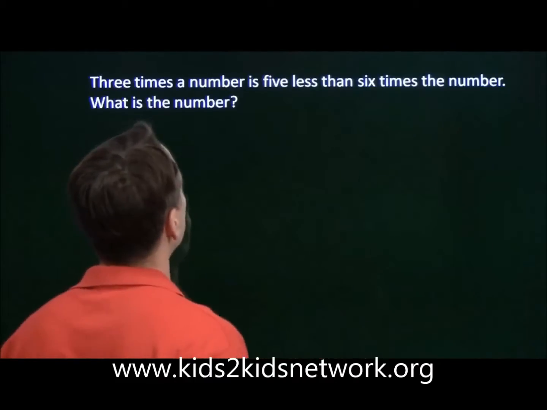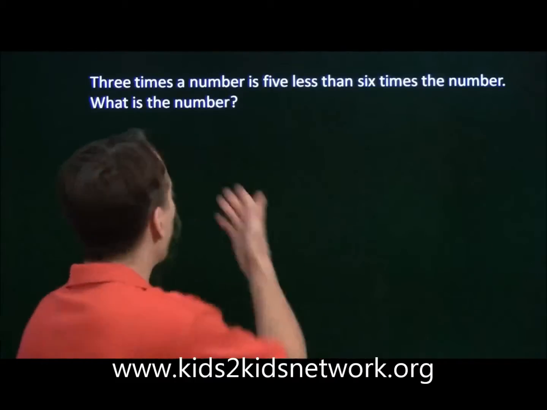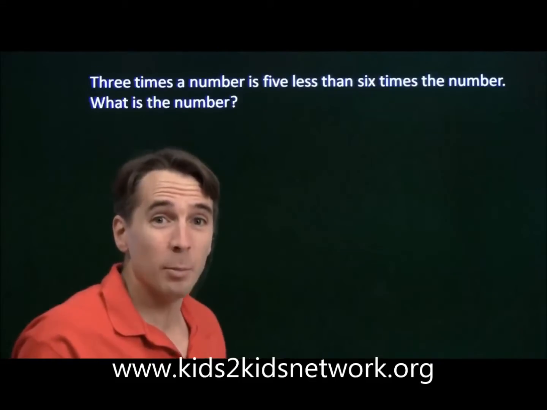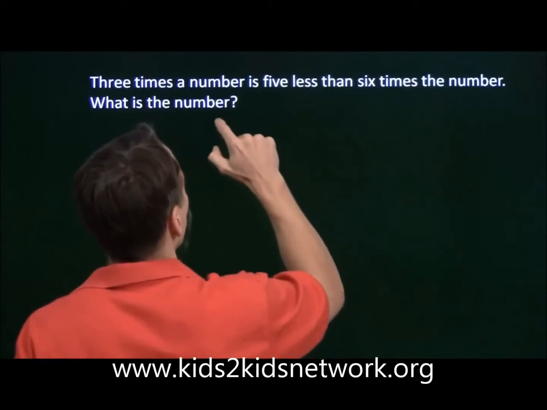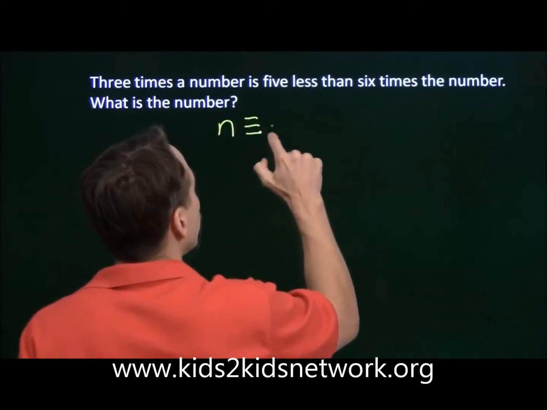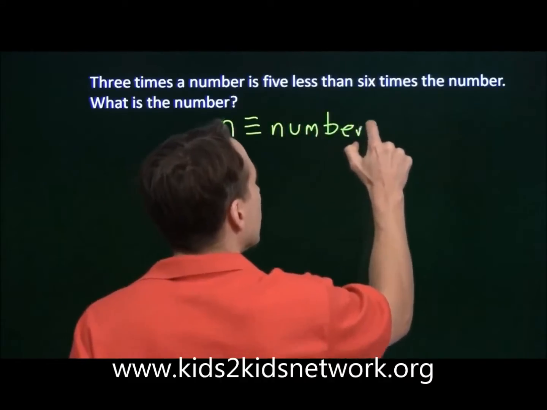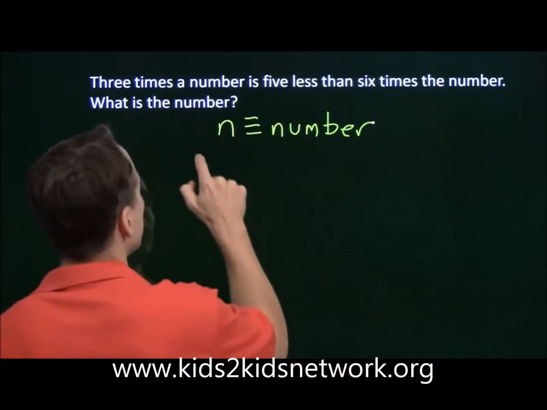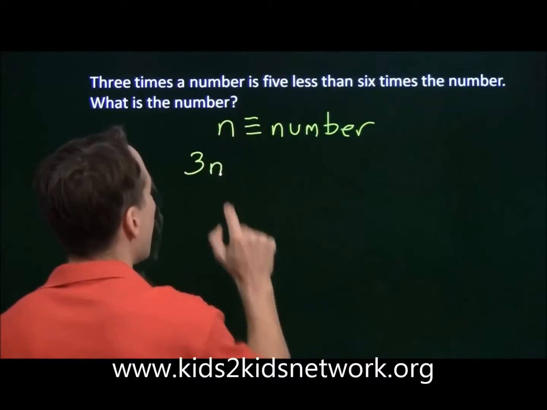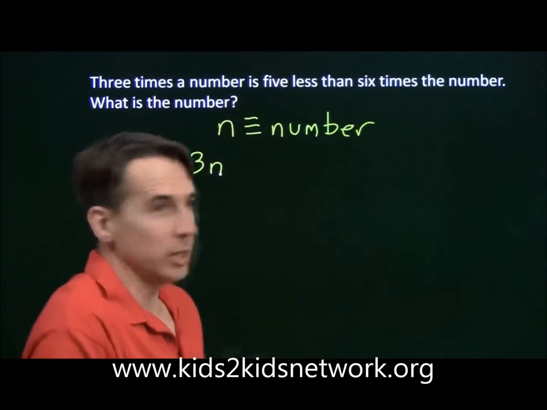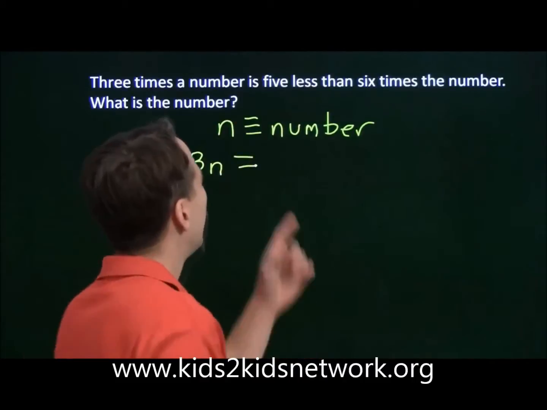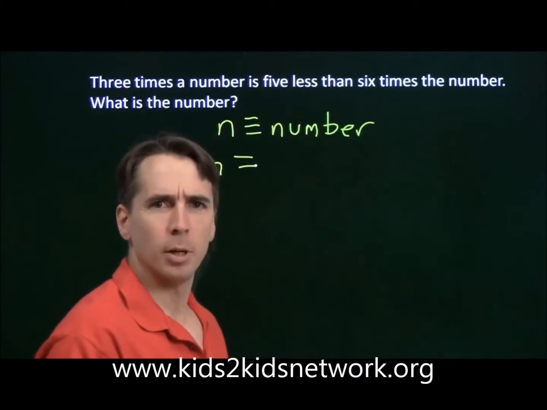Words are just confusing. All right, and the way we're going to do that, well, we got 3 times a number. We don't know what the number is. That's what a variable is for. So we're going to go ahead and write down our variable. We'll choose n for number, and we'll remember what the n stands for. So 3 times a number is just 3 times n. Is means equals.